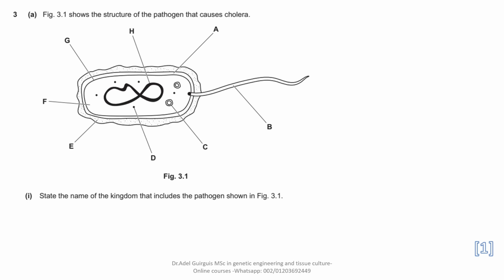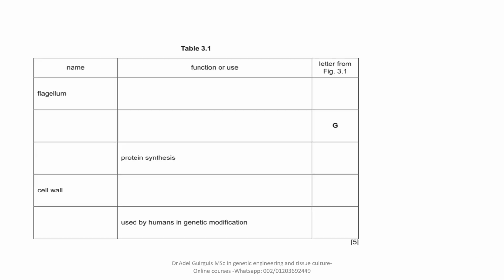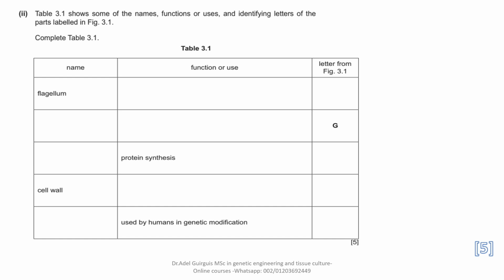As you know, cholera is a bacterium. Bacteria belong to the kingdom prokaryote, as it lacks a nucleus, no nucleus. Table 3.1 shows some of the names, functions or uses, and identifying letters of the parts labeled in figure 3.1. Complete table 3.1.